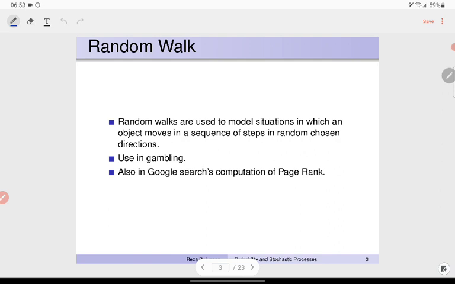chosen directions. A random walk can proceed in one-dimensional space, two-dimensional space, or three-dimensional space, but each time it moves, the direction of the movement will be determined randomly. This has a lot of applications in gambling, and it is also used in Google search for the computation of the page rank.